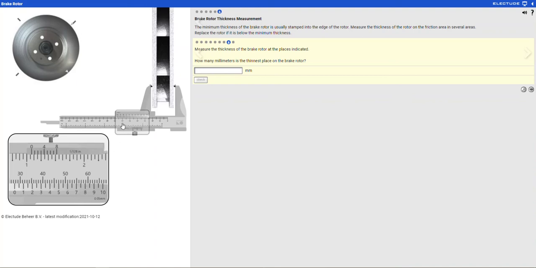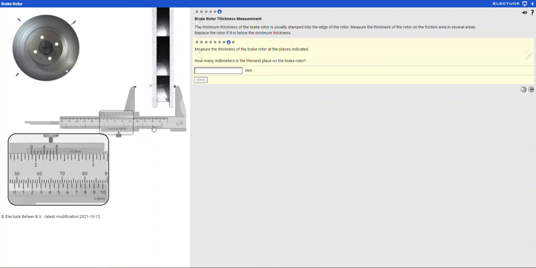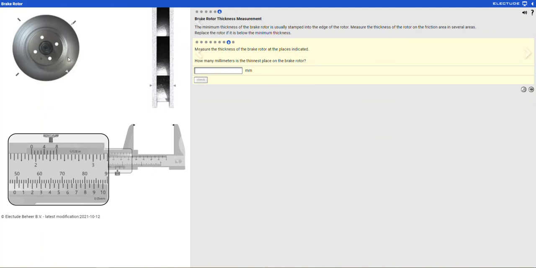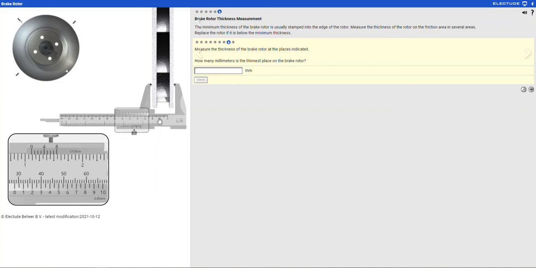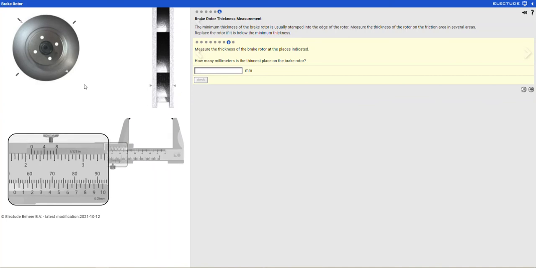So that's a little bit thinner than our minimum spec, 27.55. We'll probably want to remember that. We'll turn our rotor to the next test point. I'll go backwards. This one is 28.25, so we're still at 27.55 as our current thinnest spot.